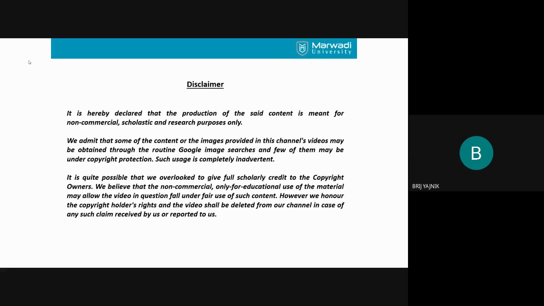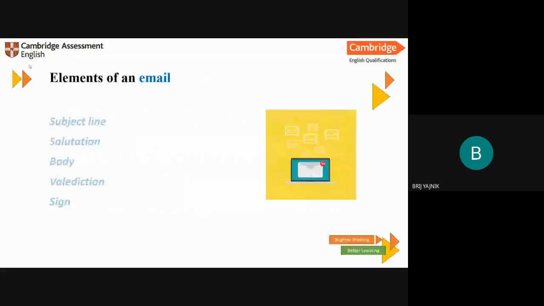Now in today's session, before we come to the agenda, let's take a quick review of the past session on my screen. We discussed the elements: subject line, salutation. We discussed the body. The body is the main part of the email, which has three subparts: the opening paragraph, the purpose, and the conclusion. We talked about what is valediction. Valediction is the way you end your email, saying yours faithfully, yours sincerely, and so on. And the signature, the way you sign off.